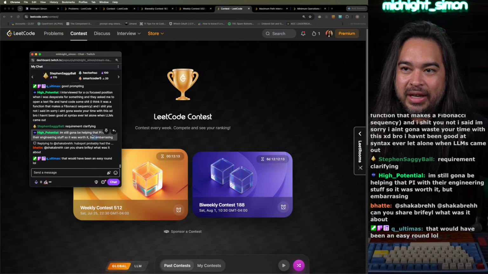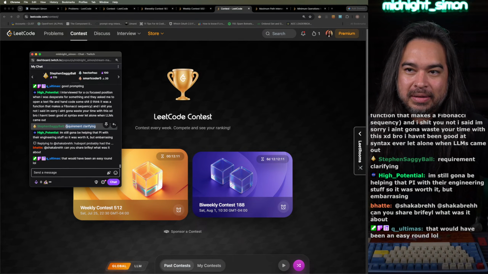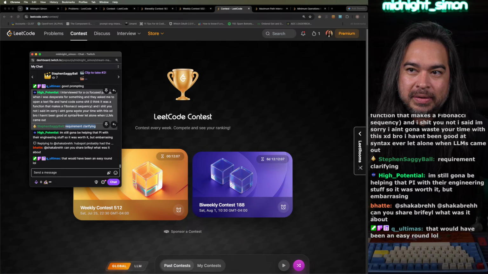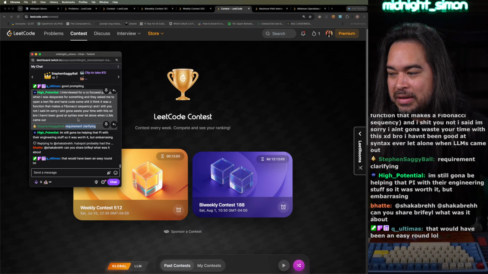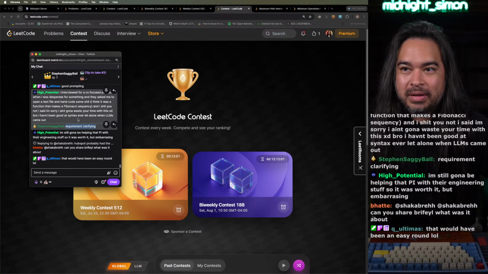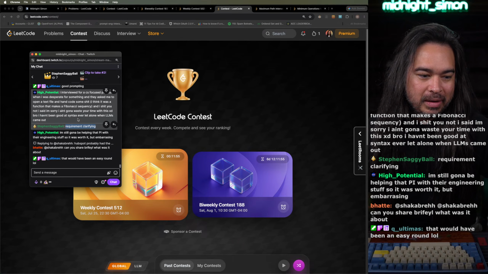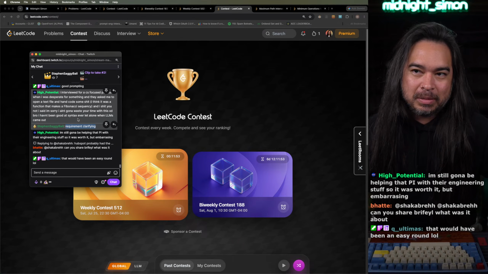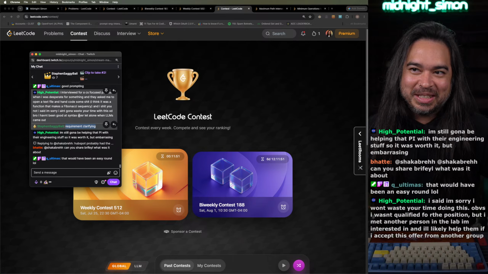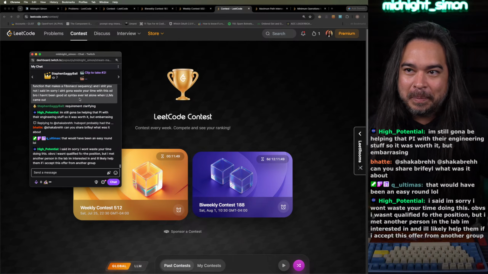Requirements clarifying. Yeah, I think this is one of the biggest things in any interview, man, is clarifying your requirements, discussing edge cases, discussing what should happen in these cases, and what you can expect the inputs to be. Just thinking about things to make it a robust system, or robust whatever you're making.